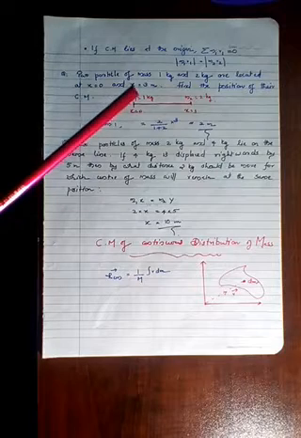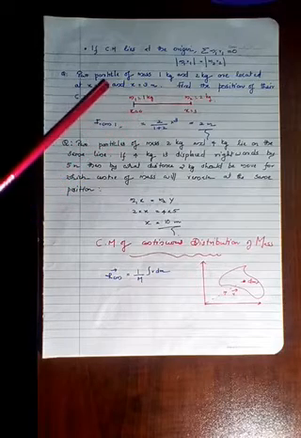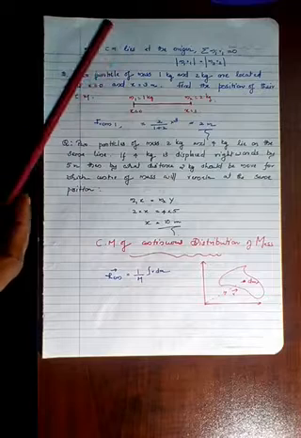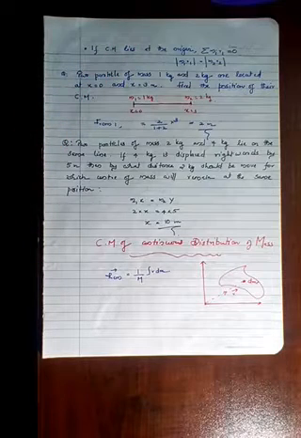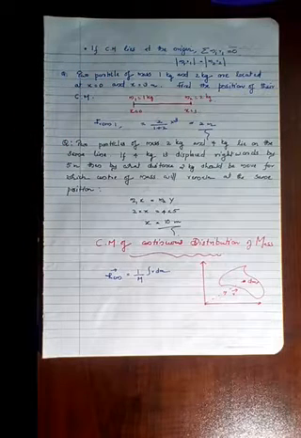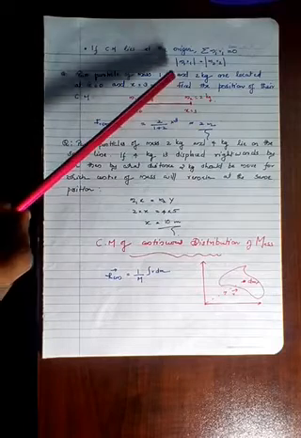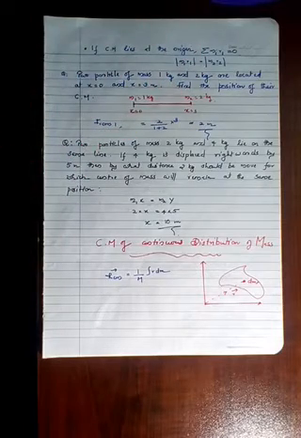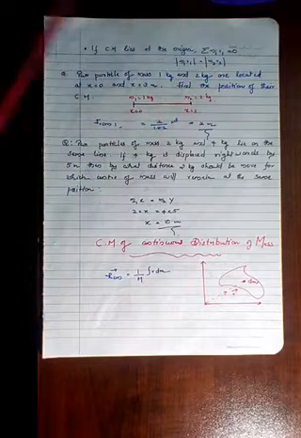For a two-particle system, if the center of mass lies at the origin, we can say sigma mi ri is equal to 0. That is M1 R1 plus M2 R2, so M1 R1 should equal M2 R2.